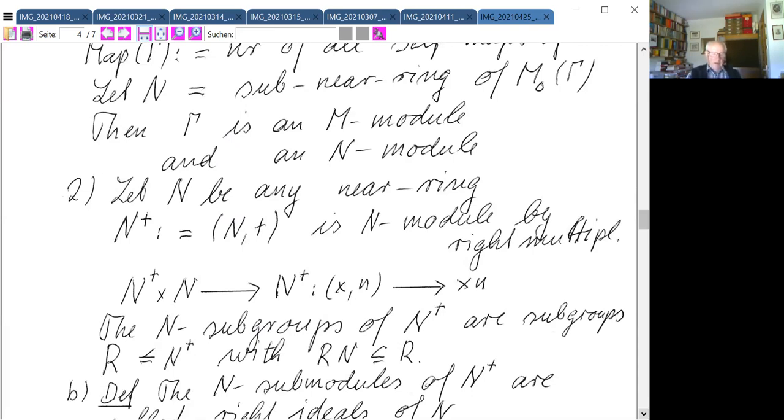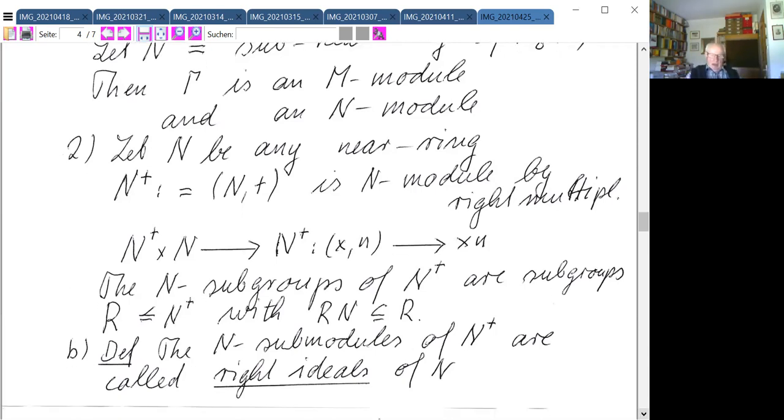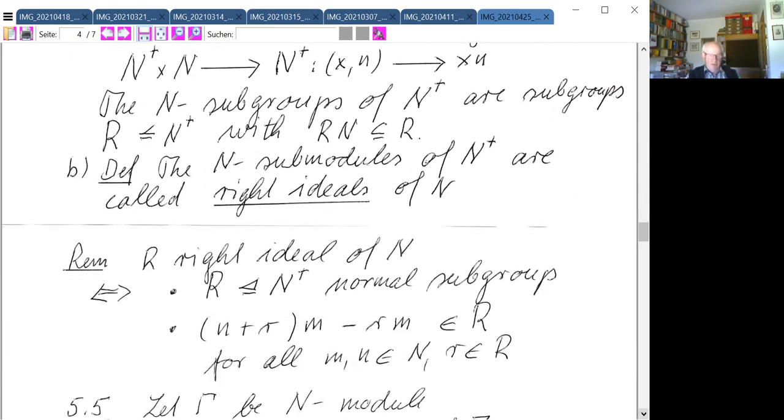And then the next thing is true for any near-ring in our sense. We consider the additive group of N, and this is an N module by right multiplication: x, n goes to xn. The N subgroups of this N with respect to addition are subgroups R with the property that Rn is contained in R. Now, what about the N submodules of N plus? Well, they are what we call right ideals.